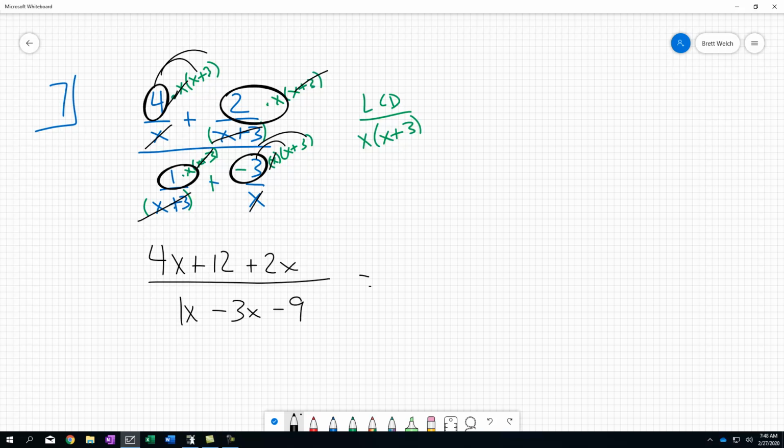If I combine my like terms, I should have 6x plus 12 over negative 2x. Did I get that right? Yeah, negative 2x minus 9.